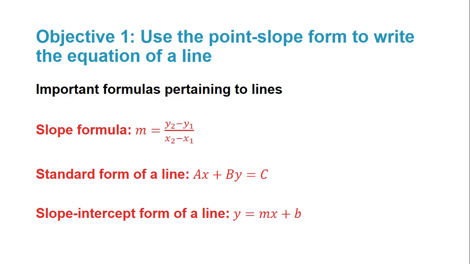And we also know the standard form of a line, that is the equation ax plus by equals c, where both a and b are not 0. And then we also know the slope-intercept form of a line, y equals mx plus b, where m is the slope and b is the y-coordinate of the y-intercept.